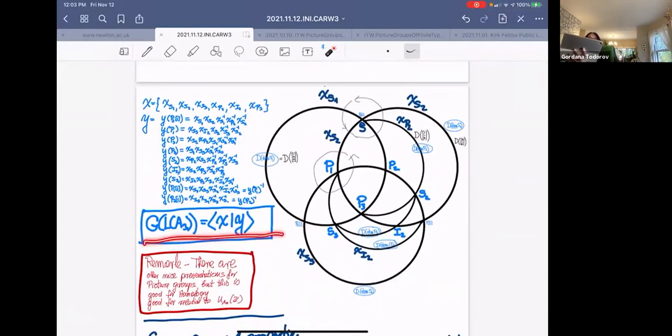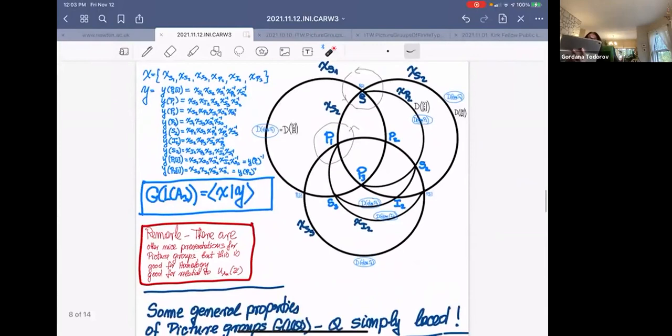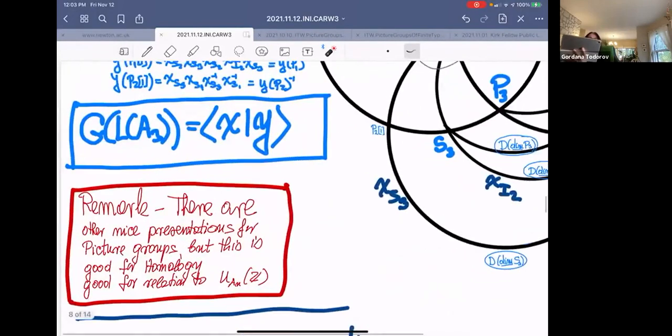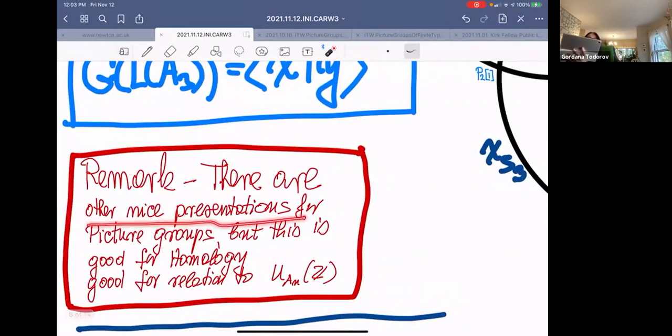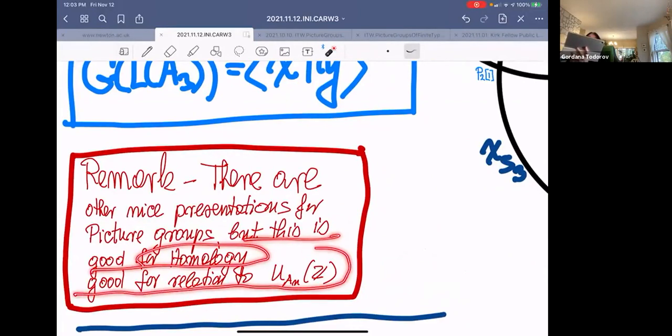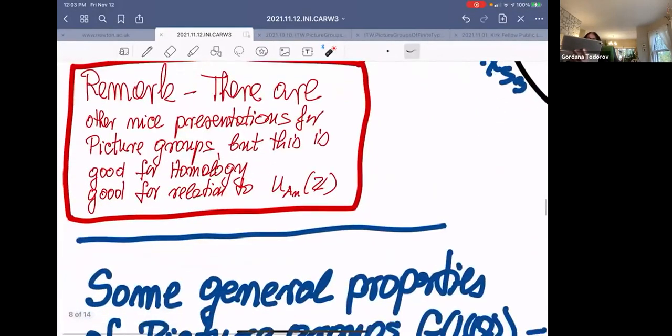Okay. So here's just my quick remark. There are other nice presentations for the same group. This is what we call the picture group. But this is a good one for the homology, and also I want to discuss a little bit the relation with the unipotent group, which I will define now since last time I didn't define it.